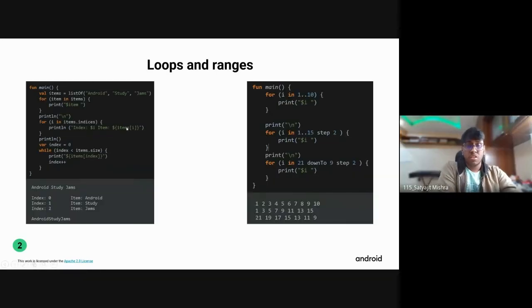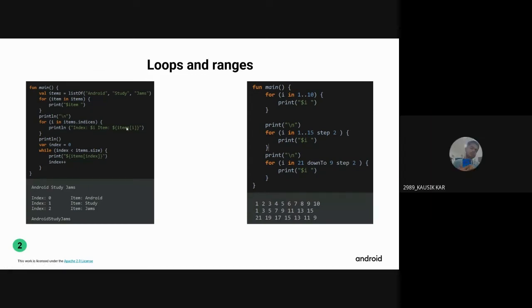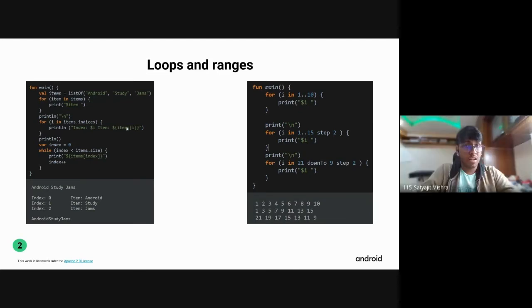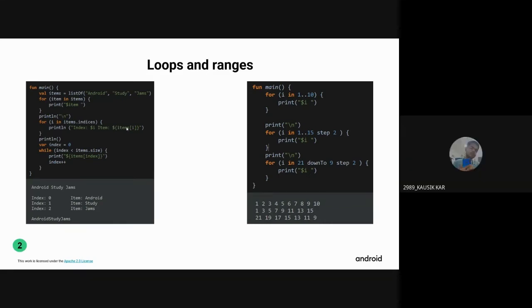Moving on to the loops and ranges part. Bhaiya, I'm trying to execute another program where we can find the sum of two integers, but that's not happening. It's saying expecting a top level declaration. So what should I do in that case? I'll show you how to find a sum. It will be coming in a few slides. Okay, Bhaiya, I'll wait and watch.